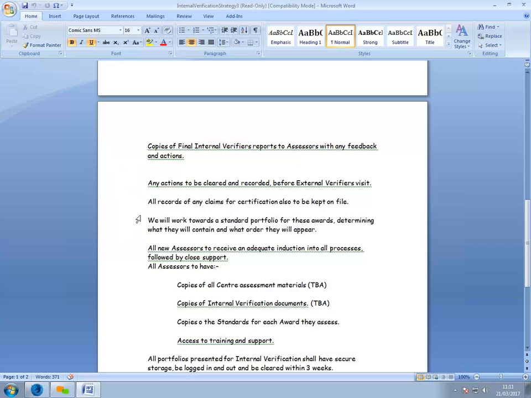Right, now this was for specific things, and again it can be done within the confines of a specific qualification. We will work towards a standard portfolio for these awards, determining what it will contain and what order things will appear. I mentioned this at the last lesson. If you are building your own portfolio electronically, then it makes sense to start with your declaration form that this is your work, then Unit 1, Unit 2, 3, 4, and then numerical order up to this one, which is Unit 2 in this case, there's only one 2.